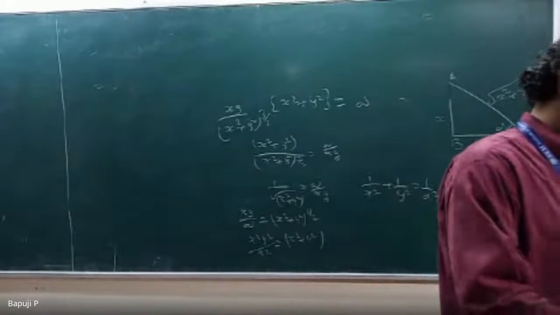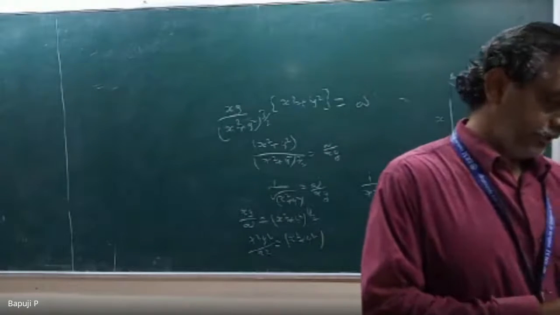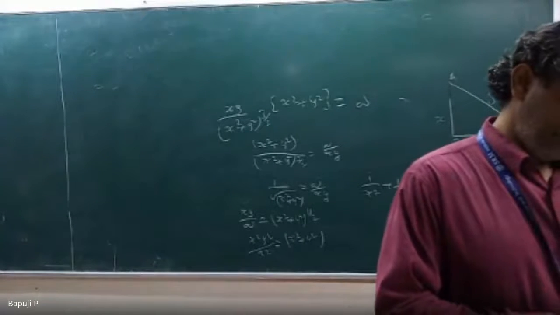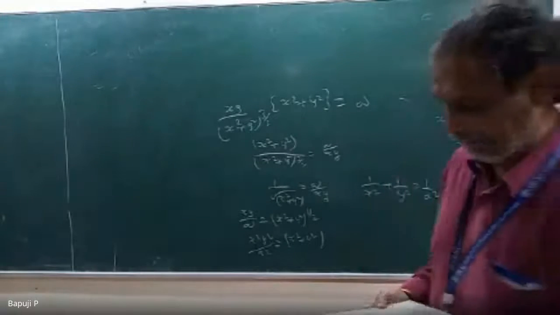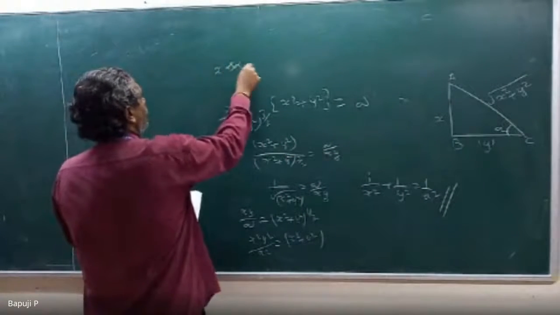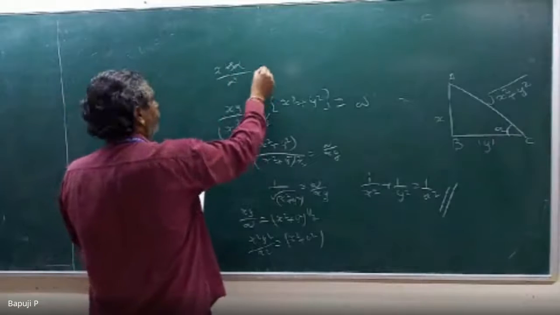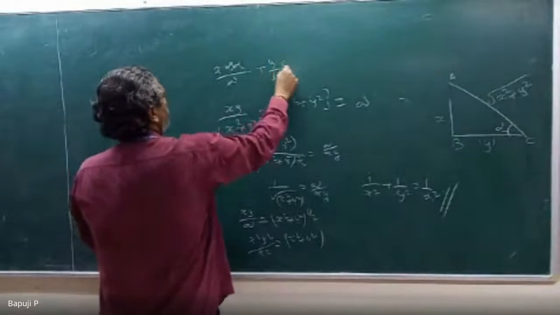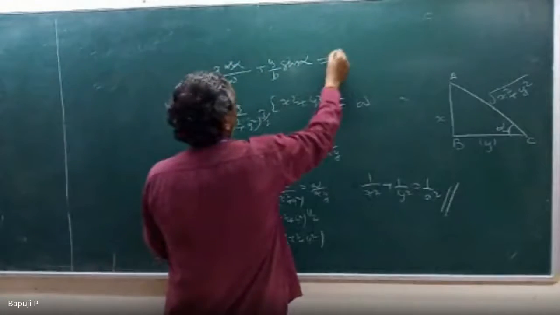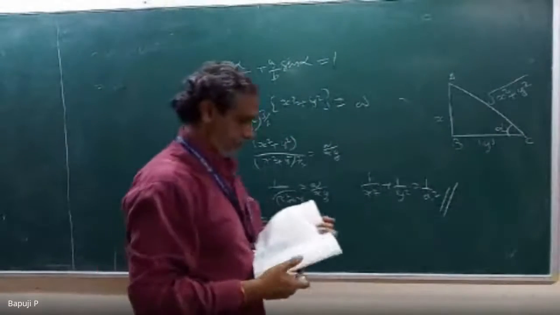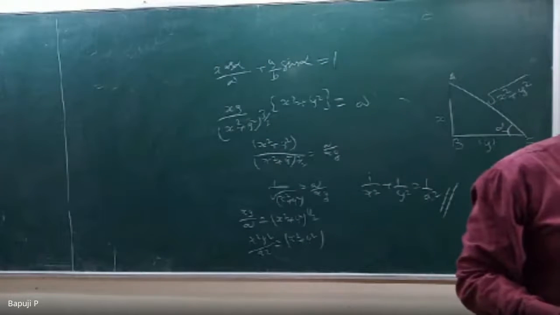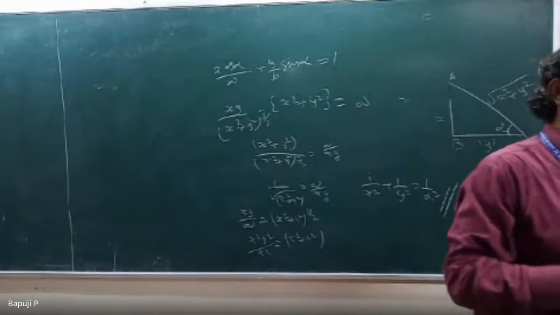Another story is you can try if you want. This probably you can tell me. x cos alpha by a plus y by b sin alpha is equal to 1, where alpha is the parameter, and the equation of the locus. This is also a standard result, somewhere you are seeing.